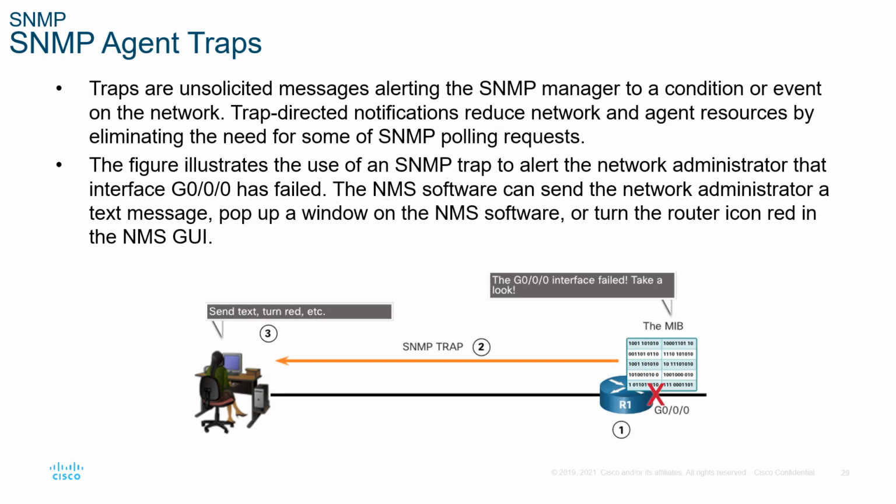So the agent trap. A trap is an unsolicited message alerting the management station to a condition or an event on the network. The trap will be a directed notification, reducing the network and agent resources by eliminating the need for some polling requests. If an interface goes down, instead of the manager station having to poll, the device will just send an update: Hey, my interface went down, assuming that's what was configured.